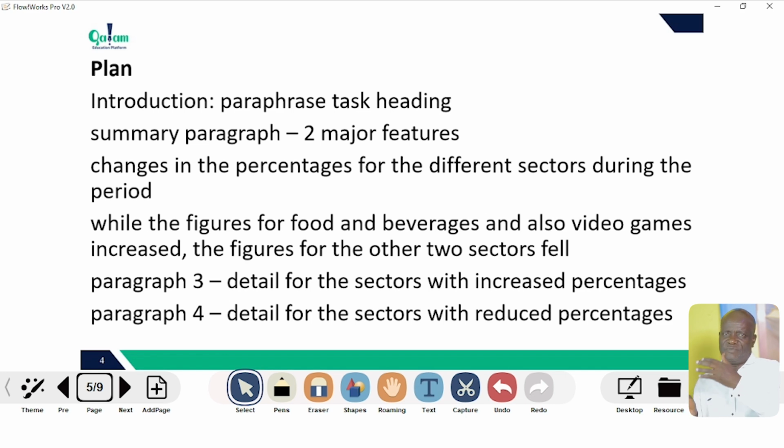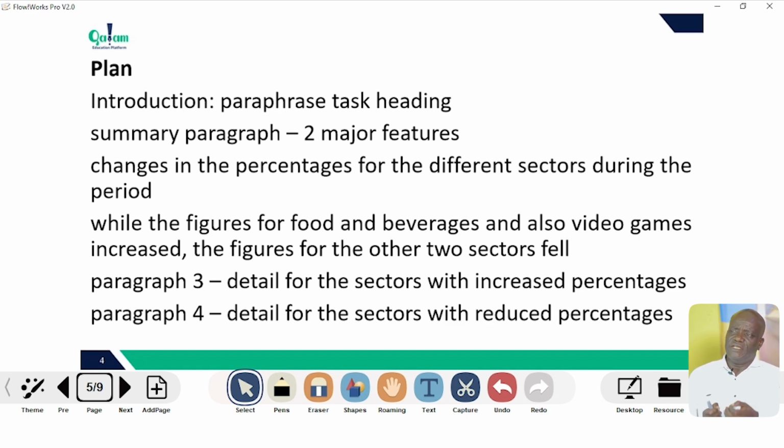You see, in some sectors, the sales increased by a given percentage. In some sectors, sales decreased by some percentages. So you'll be able to make those comparisons, as I've just done for you before we came here. So while the figures for food and beverages and also video games increased, the figures for the other two sectors fell, as we saw from the two pie charts.